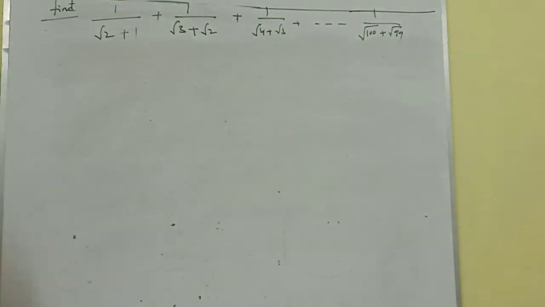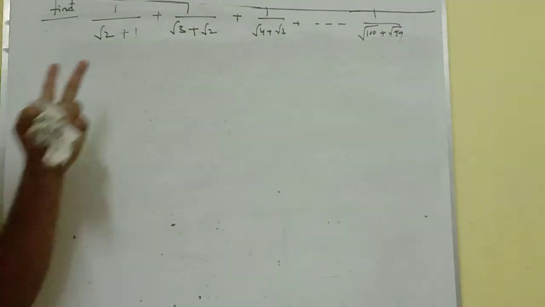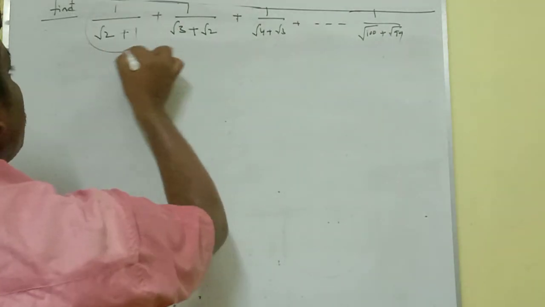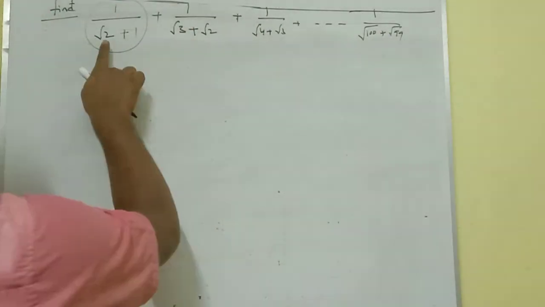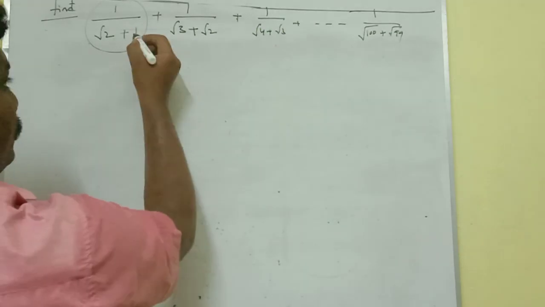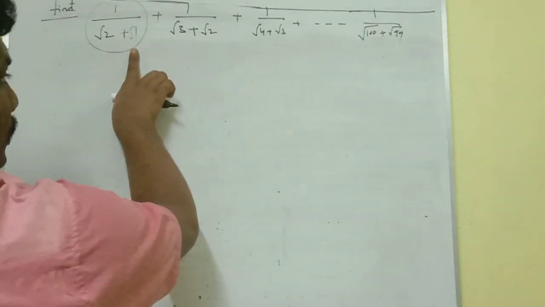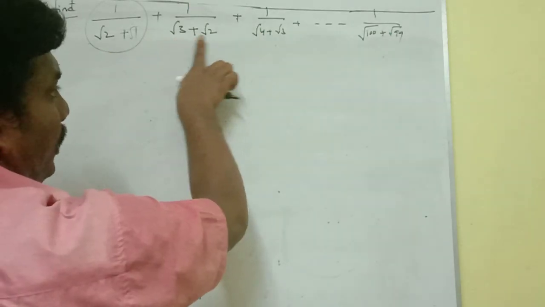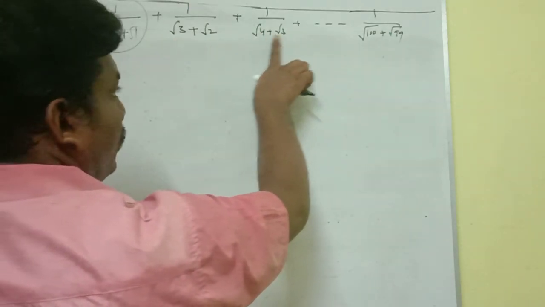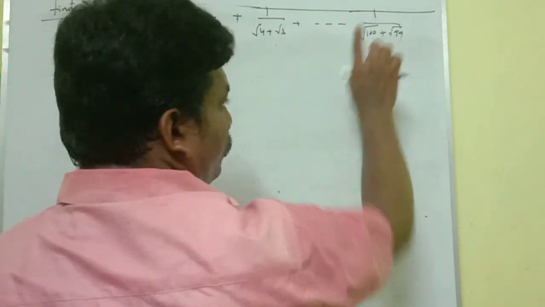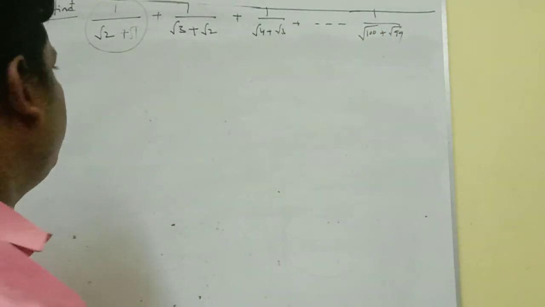So what is the value of this? We know very well, we are going to do the rationalization. Look at the difference between root 2 and root 1. 1 can be written as root 1 also. So this is root 2 and root 1, and there is a difference of 1. Root 3 and root 2, there is a difference of 1. Root 4 and root 3, there is a difference of 1. Root 100 and root 99, there is a difference of 1.